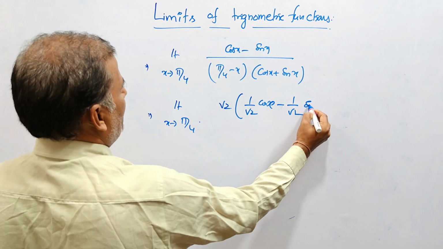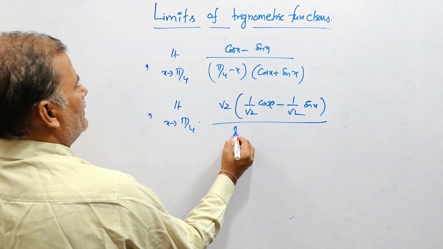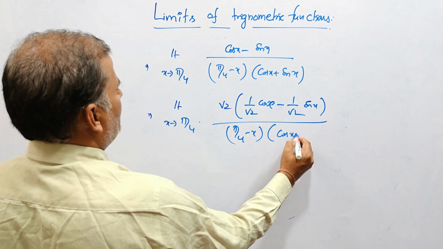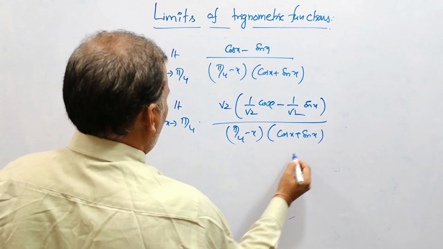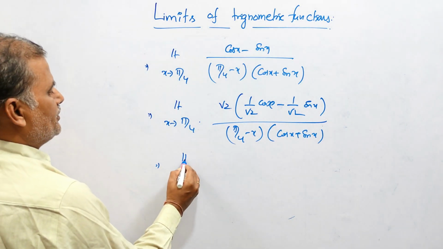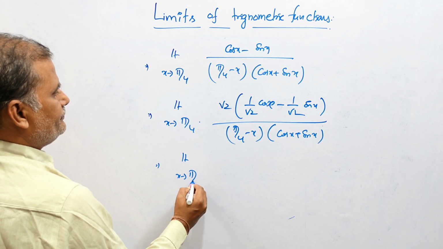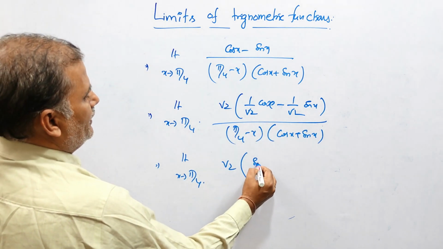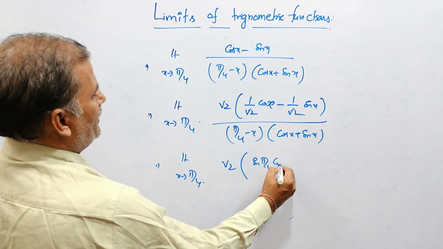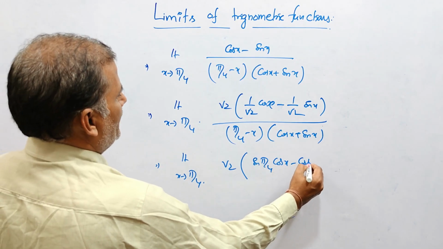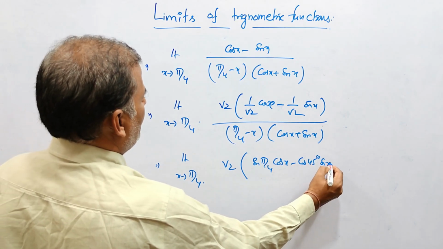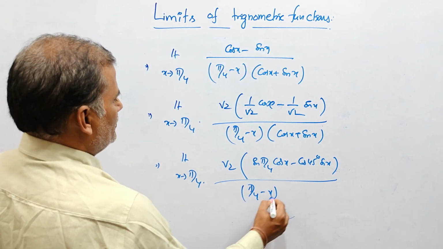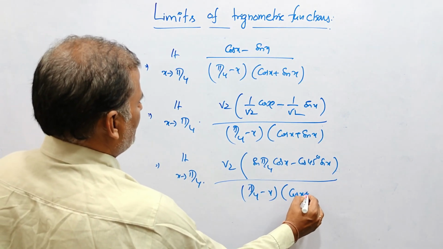1 by root 2 sin x by pi by 4 minus x into cos x plus sin x. Now limit x tends to pi by 4, root 2 into sin 45 cos x minus cos 45 sin x by pi by 4 minus x into cos x plus sin x.